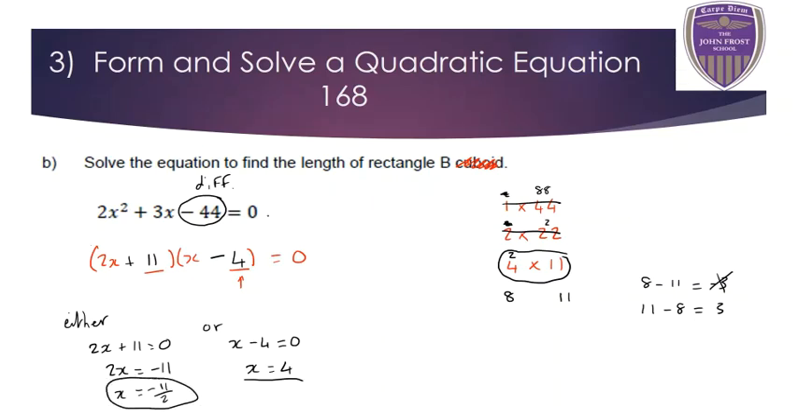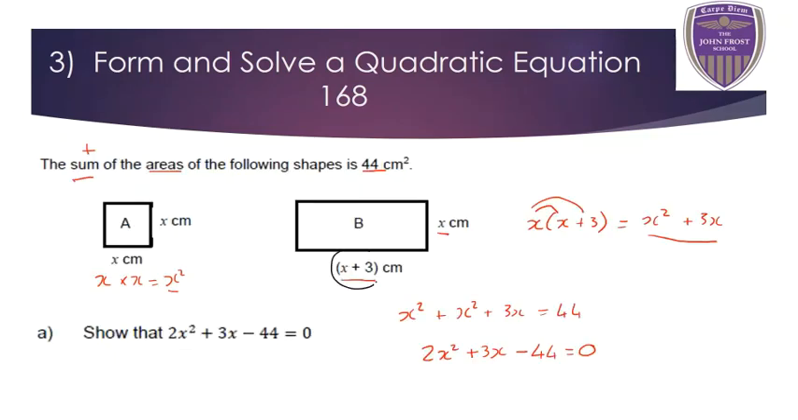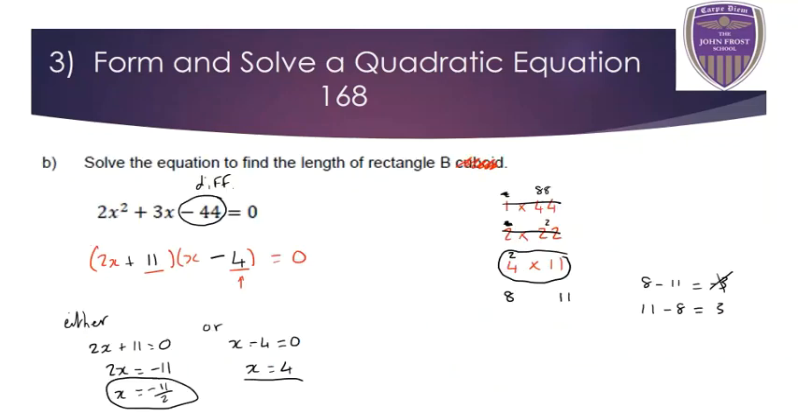Now, because we want to find the length of rectangle B, going back to here, the length of rectangle B is x plus 3. Then I can't be using a negative length on these. So I can't have this as a solution. I can't have a negative length. So I need to use x equals 4. And the length of rectangle B was x plus 3 centimeters. So if I substitute x as being 4 into here now, that would be 7. So 4 plus 3 gives me 7. So the length in rectangle B is equal to 7 centimeters.